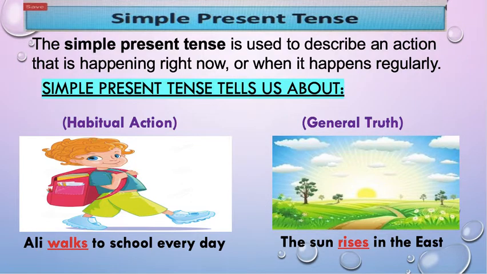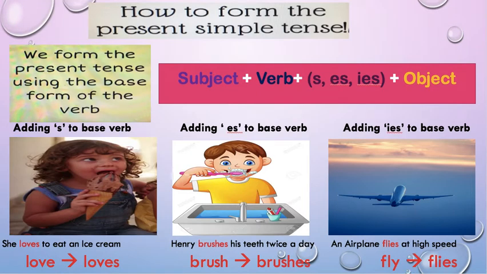Okay, students. Now next, how to form present simple tense. We form the present simple tense using the base form of the verb. Now let us see the form of the simple present tense: subject plus verb plus s, es, ies plus object. Here we are adding s, es and ies to the base form of the verb.